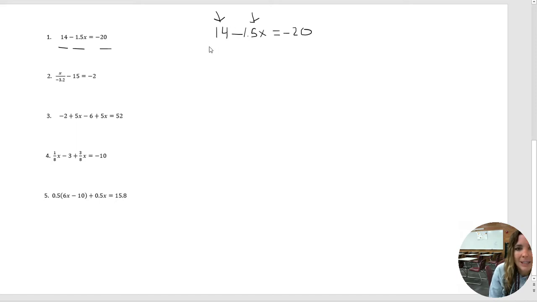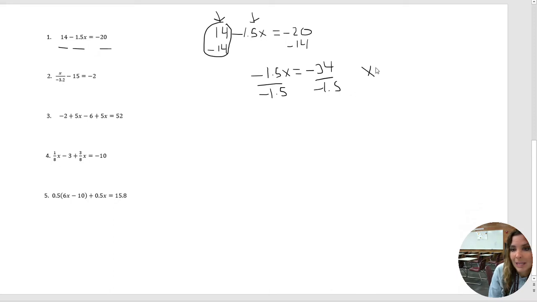Now, the way that we cancel out a positive 14 is to do a negative 14. That's what is going to make this right here a 0. And so we want to cancel that out by doing a negative 14, and then we have to do a negative 14 on the other side. So now we have negative 1.5 times x equal to a negative 34. Okay, and then from there, to get rid of that multiplication of negative 1.5, we're going to have to divide by a negative 1.5. So we get x equals, in your calculator, it's going to show as a repeating decimal. So you would write it as 22.6, and then the 6 repeats.